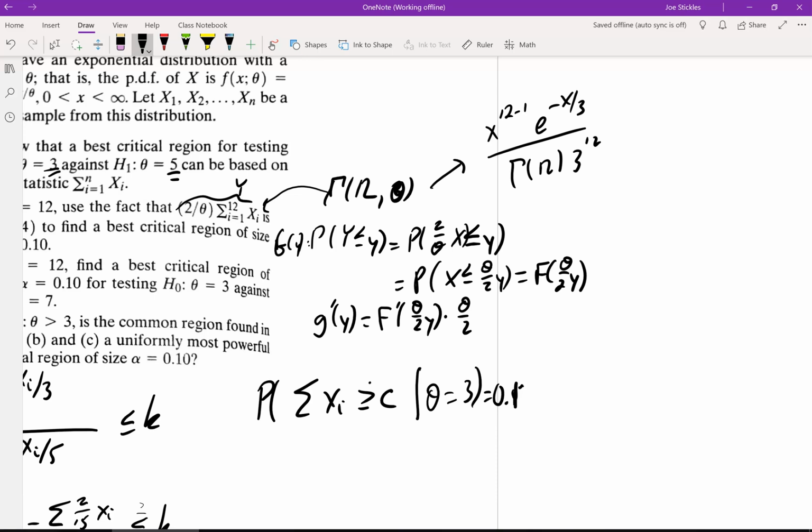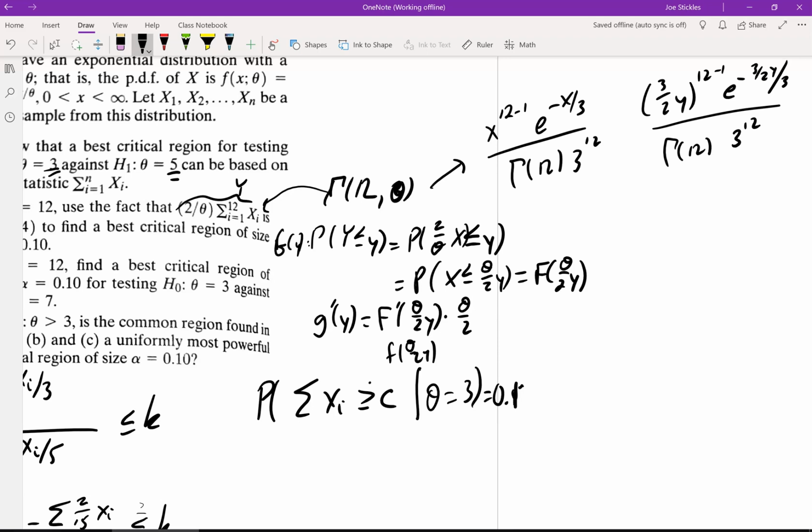So theta is equal to 3 in this case. That's where I got the 3's from. So if I do this now, this is your PDF with theta over 2 plugged in for y. So we'll have theta over 2y plugged in for x, I mean. So we'll have (3 over 2y) to the 12 minus 1, e to the minus 3 over 2y, all over gamma of 12, 3 to the 12th.